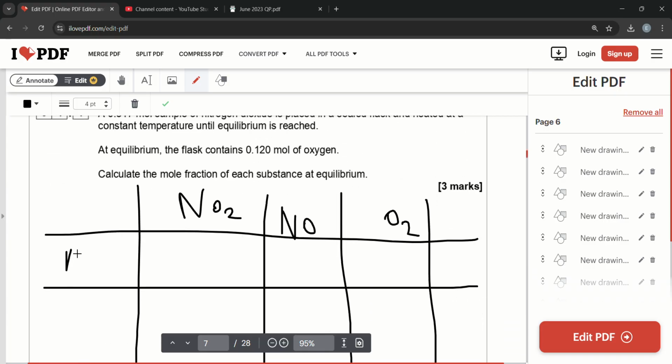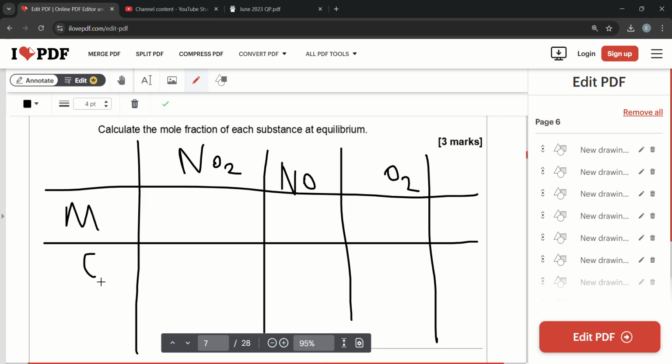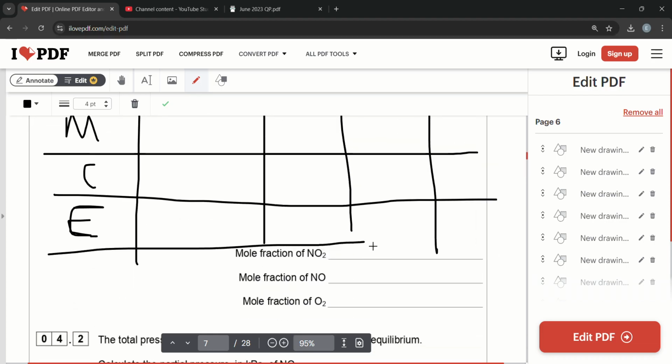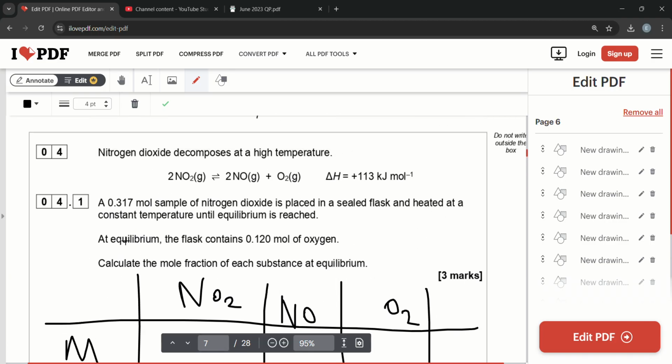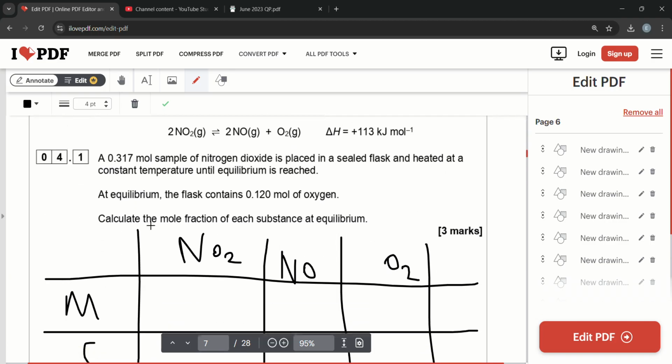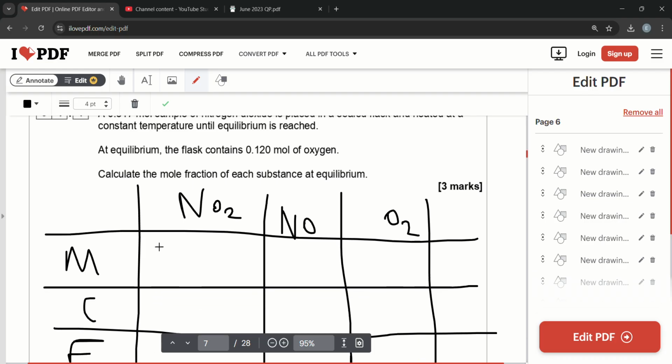So the M stands for moles, C stands for change in moles, E stands for equilibrium moles. And then in this case we need more than that. And then we get the mole fraction, then we get the partial pressure, and then we can find out Kp, or the total pressure. Then we can find out Kp of partial pressure.